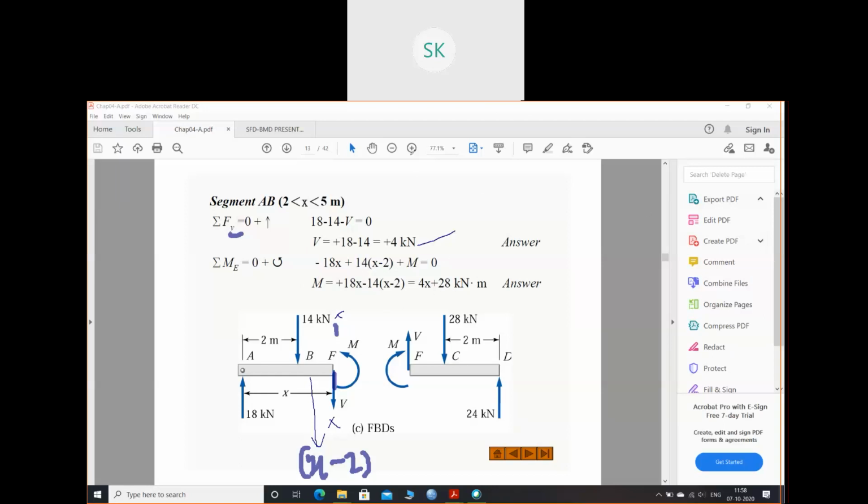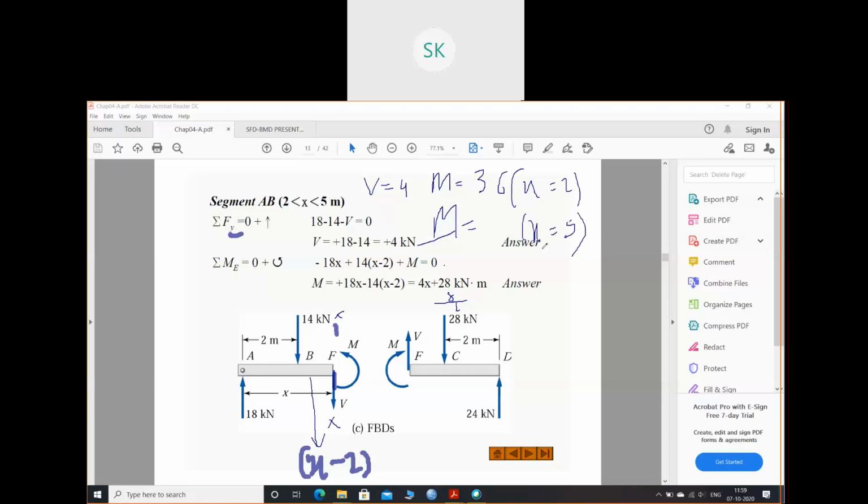Now for this condition my V will be the same throughout the section. From 2 to 5 it will be 4 kilonewton, right? But moments will be different. First I place x equals 2. 4 into 2 plus 28, 4 twos are 8, 8 plus 28 is 36. So it will be 36 when I put x equals 2. That means at x equals 2, your moment is 36. And your moment will be something different when you place x equals 5.